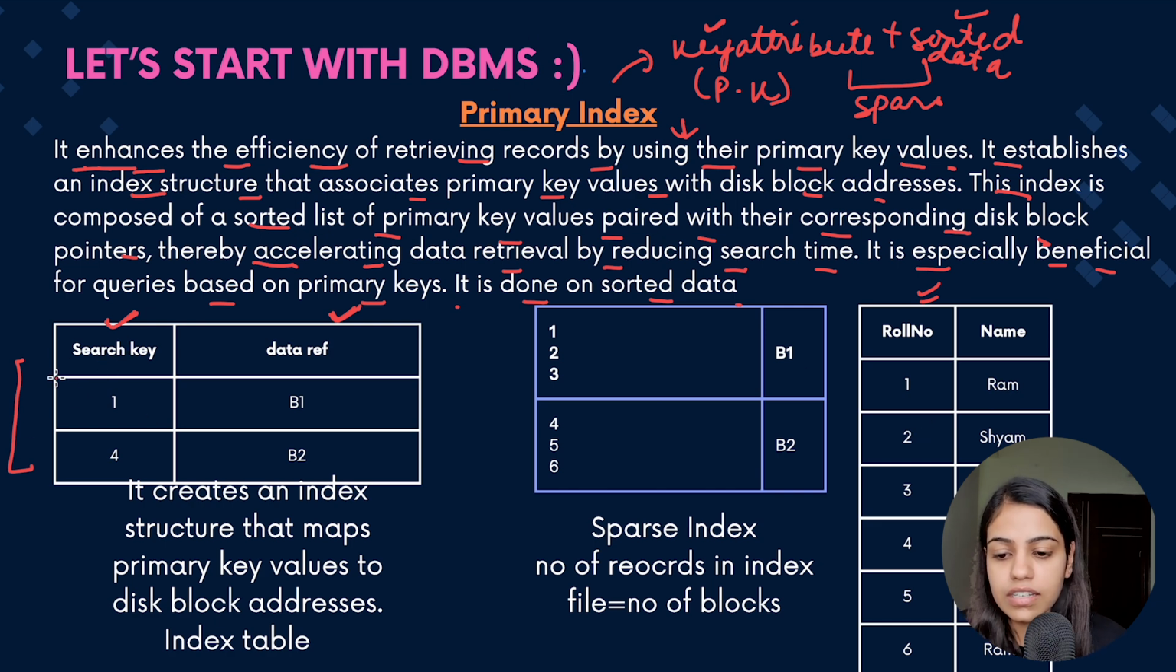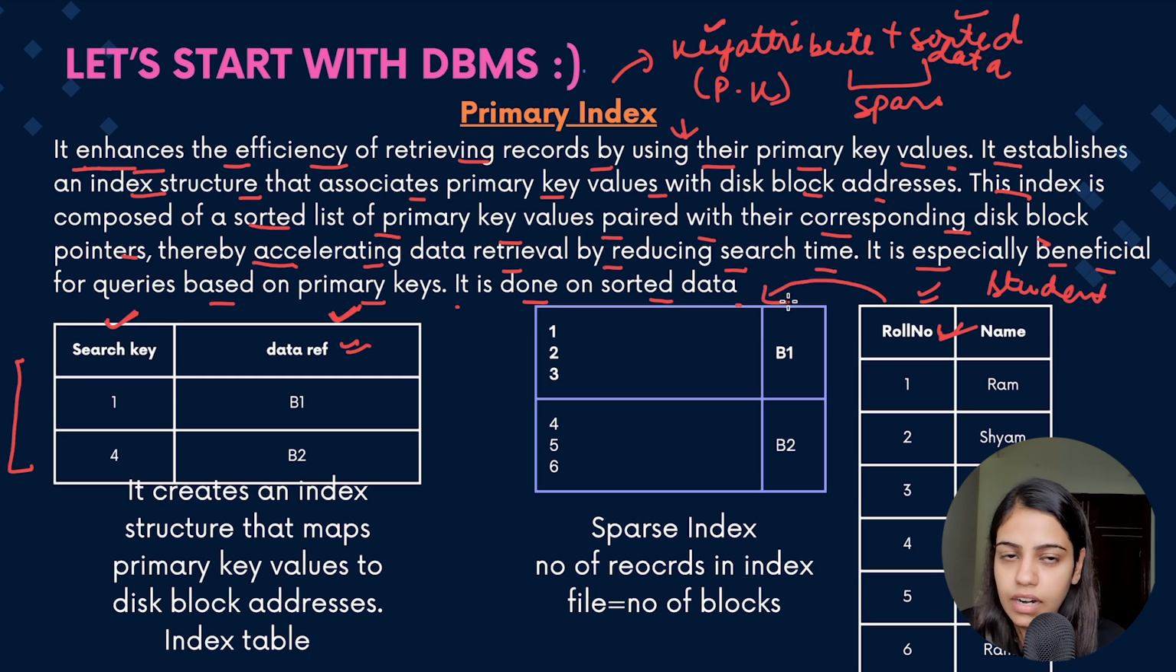Now here you can see that there is a search key and the data reference, which is basically the pointer to the block present here, and here we have a student table. In this student table, roll number is acting as the primary key, so this data would be stored in our hard disk. So this table will be present in our disk. The first 3 records will be stored in block B1, the next 3 records will be stored in block B2, and here we have provided the roll number, the name, and different sets of data which are present in our disk.